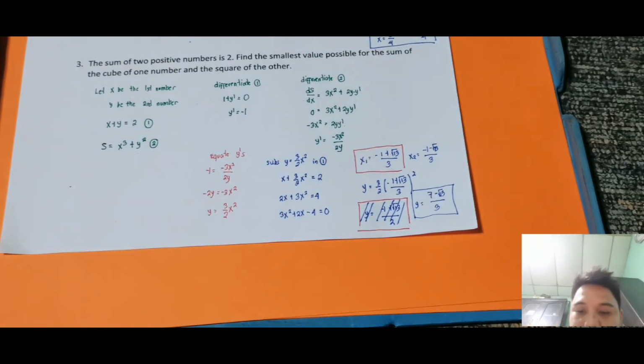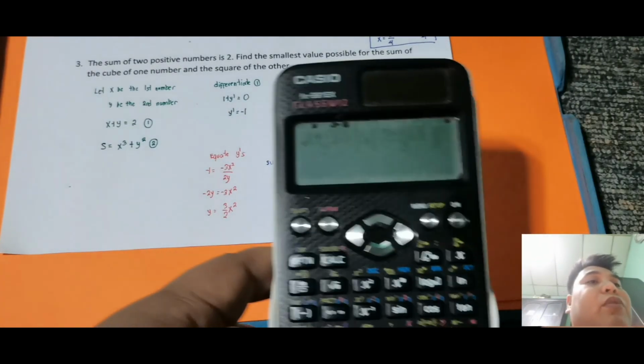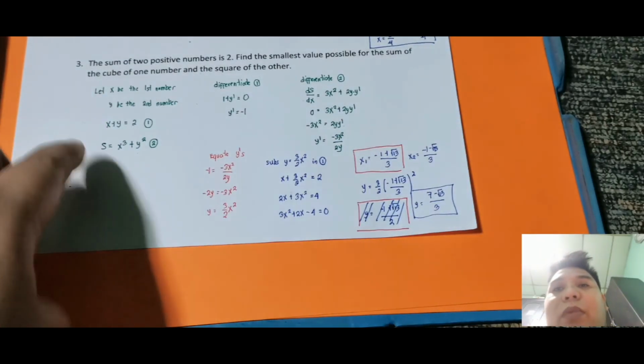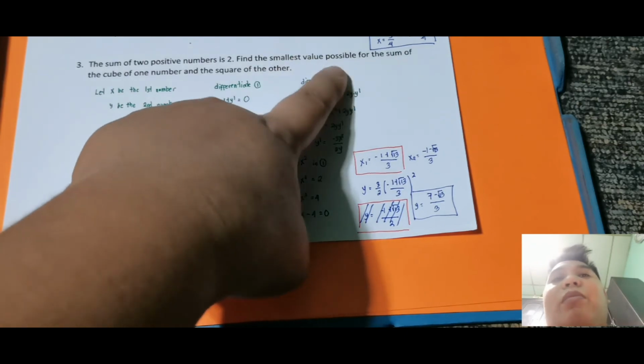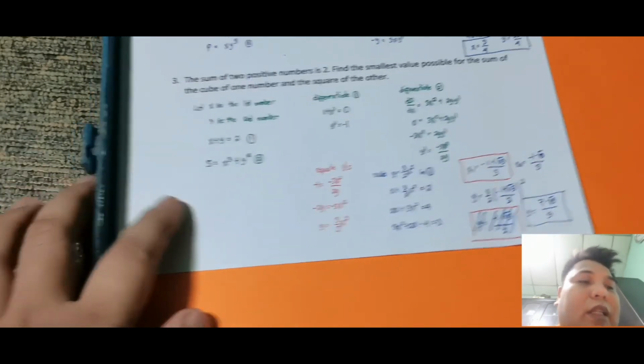So una sir, that is negative 1 plus square root of 13 over 3. Then plus 7 minus square root of 13 over 3. Okay, so papakita ko paano ko in-input. Okay, so tama naman. So negative 1, that is 2. So tama tayo na sagot. So meaning, ang sum nila is 2, pero ang tinatanong, find the smallest possible value for the sum. So meaning, ito yung hanapin natin. Since nakahanap tayo ng dalawa na kung saan ang sum is 2, ito yung solve natin.